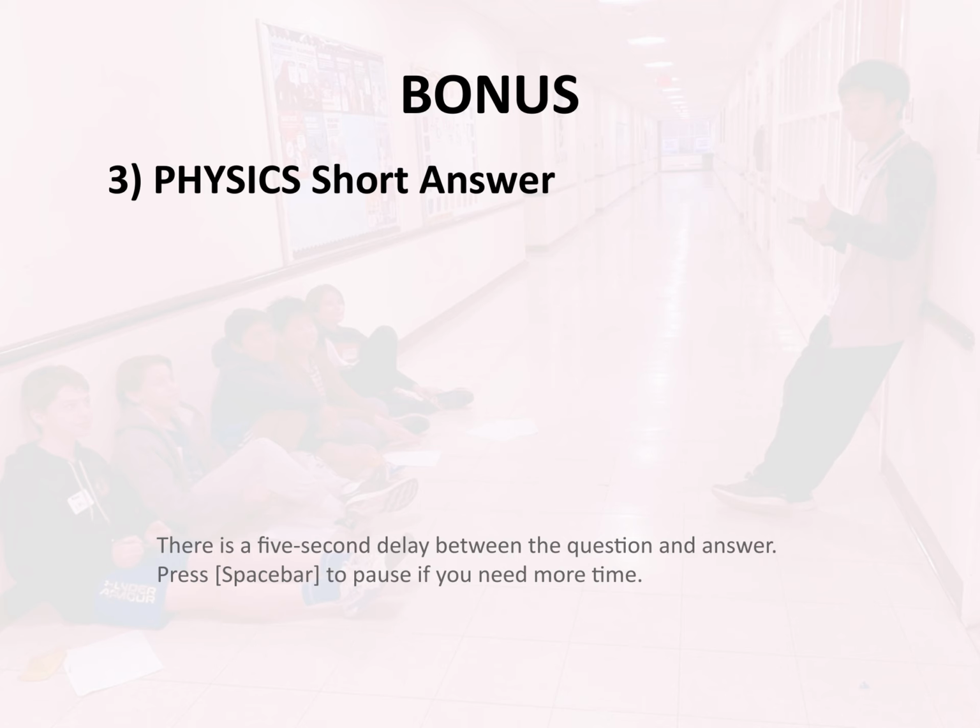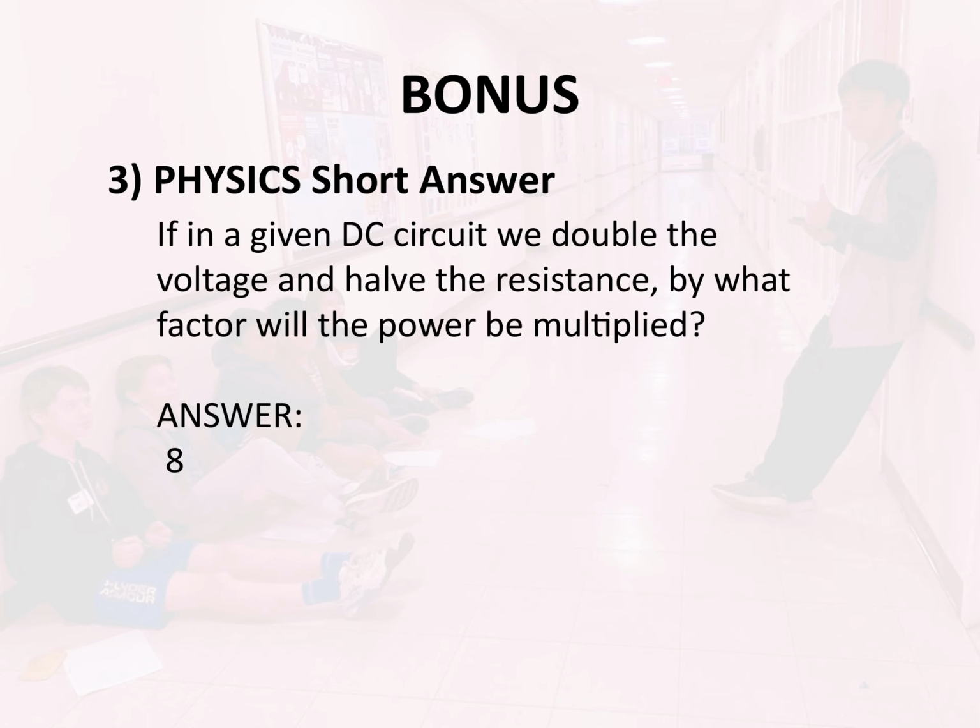Bonus 3. Physics. Short answer. If in a given DC circuit we double the voltage and halve the resistance, by what factor will the power be multiplied? Answer 8.